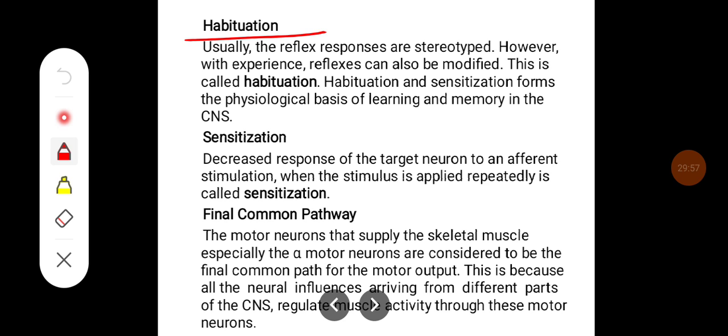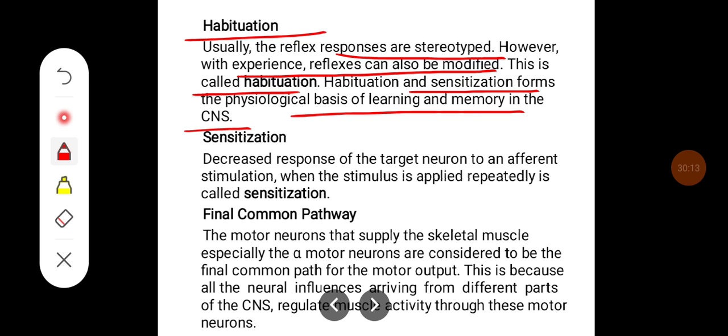So there can be habituation. Usually the reflex responses are stereotyped. However, with experience, the reflex can also be modified. So this is called habituation. Habituation and sensitization form the physiological basis of learning and memory in the CNS. Habituation is a decreased response of the target neuron to an afferent stimulation when the stimulus is applied repeatedly.